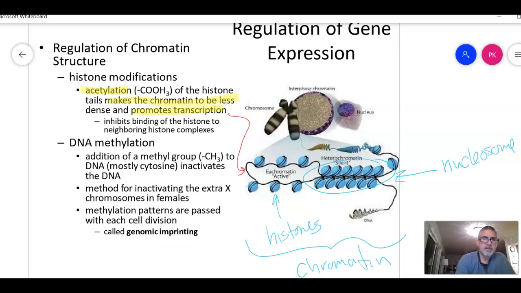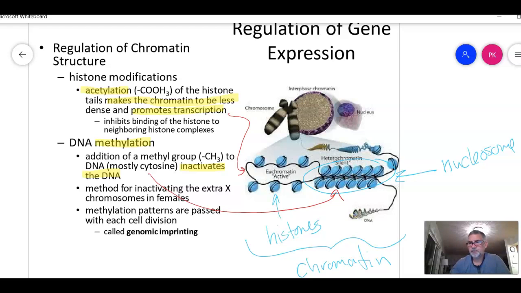DNA methylation inactivates DNA, right? And it causes it to wind a little more tightly, right? And this right there would be an example of that. Since it's wound tightly, then RNA polymerase can't get in and transcribe it.